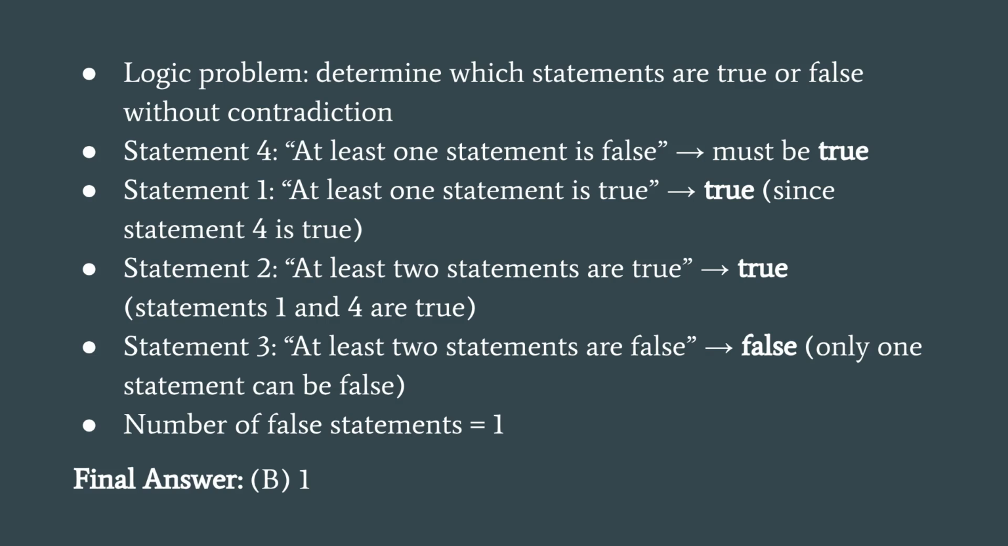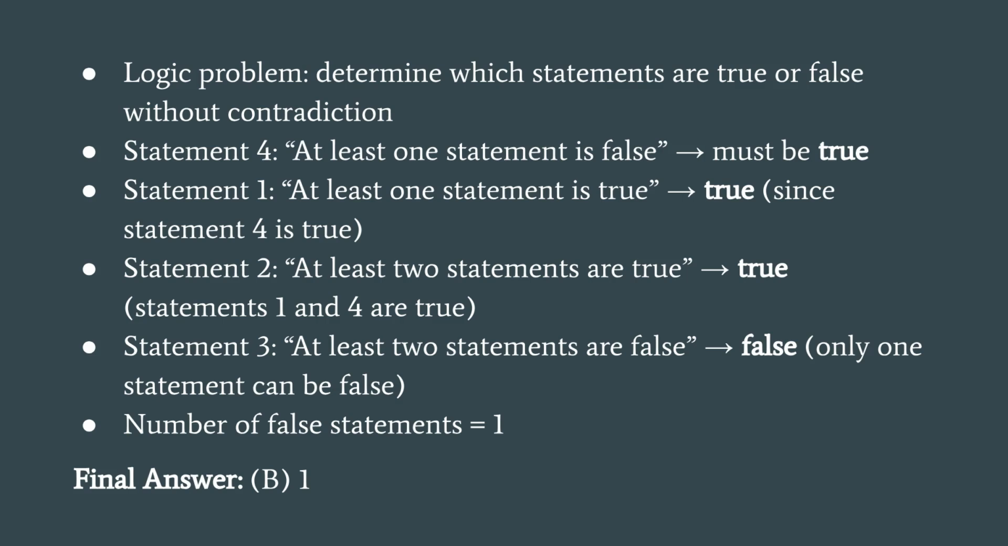Since the fourth statement is true, there is at least one false statement. That means the first statement, at least one of these statements is true, must also be true because we already have at least one true statement, the fourth. If the first were false, then none of the statements would be true, which contradicts the fact that statement 4 is true. So statements 1 and 4 are true.